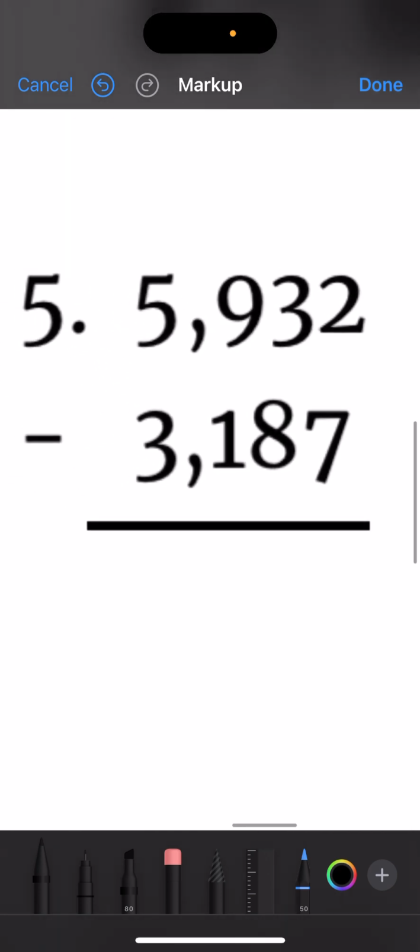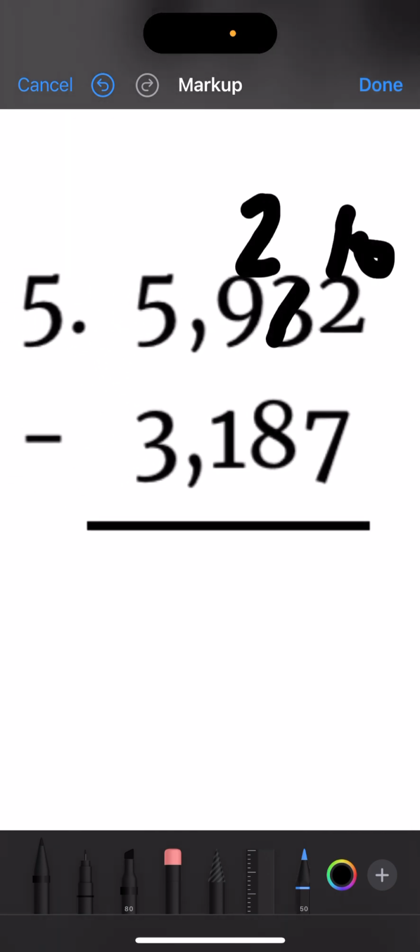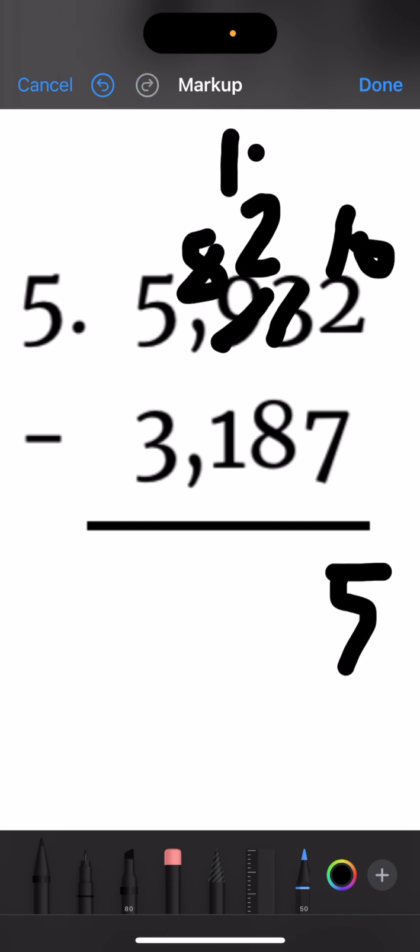2 minus 7, can't do it. Borrow. It's 12 minus 7 now, which is 5. 2 minus 8, can't do it. So make this one into 8, and this becomes 12. 12 minus 8 is 4, and 8 minus 1 is 7. 5 minus 3 is 2.